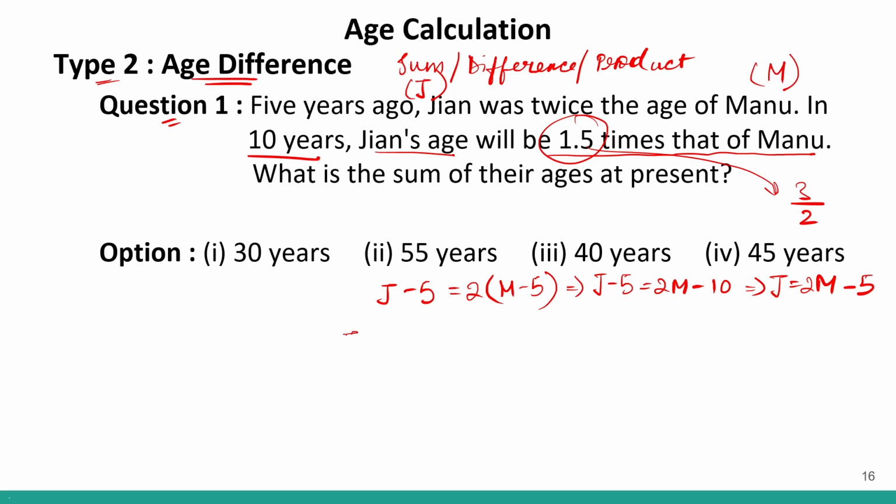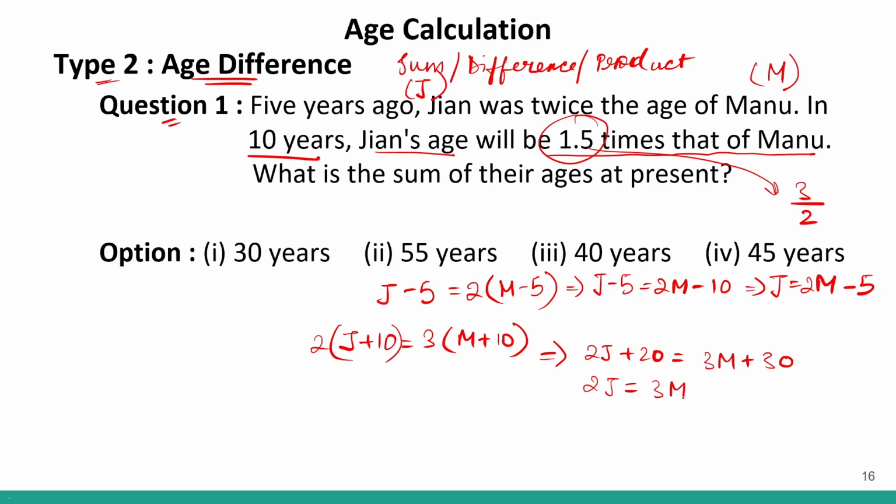Okay, so in 10 years, J plus 10, Jian's age will be 3 by 2 times that of Manu, M plus 10. So I can take my 2 here, correct? If I take my 2 here, it will be 2 and this will be in bracket. So if I solve this, it will be 2J plus 20 equals 3M plus 30. So 2J will be equal to 3M plus 10. How? Because if I take 20 this side, it will turn negative. So 30 minus 20 is 10. This is my equation number 2.